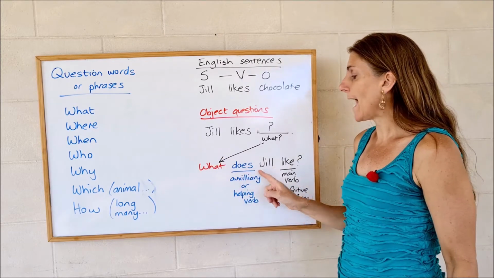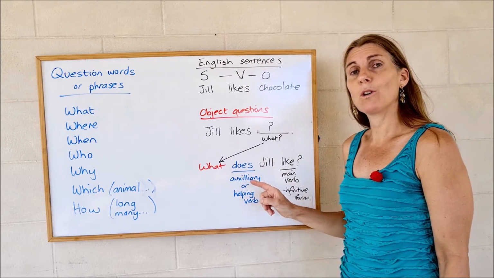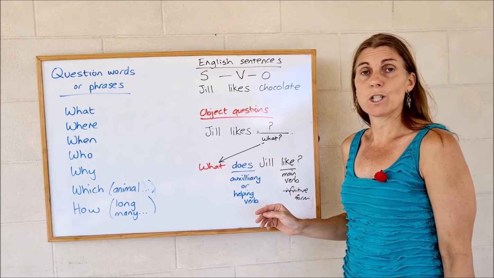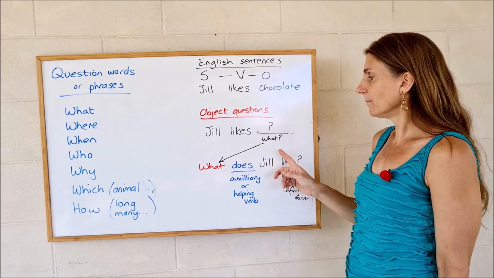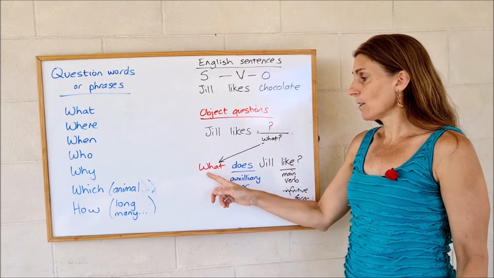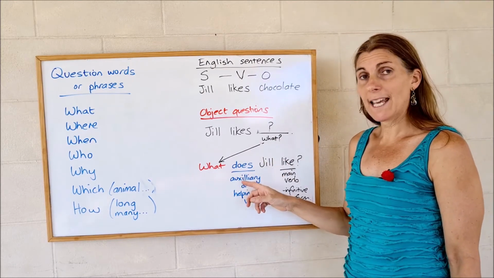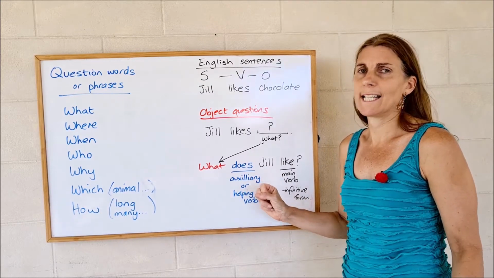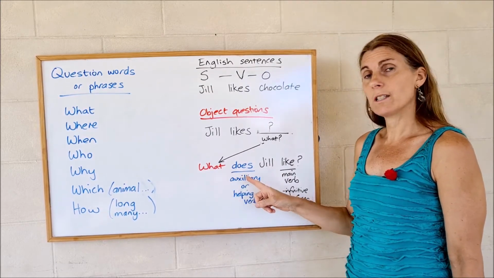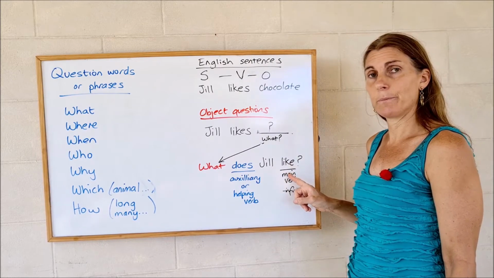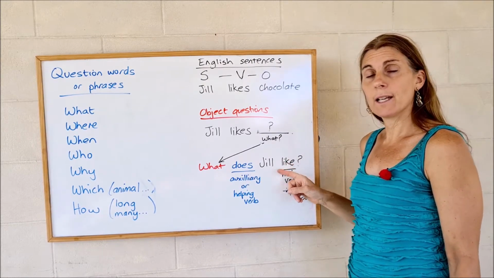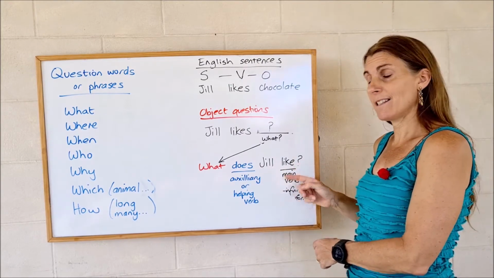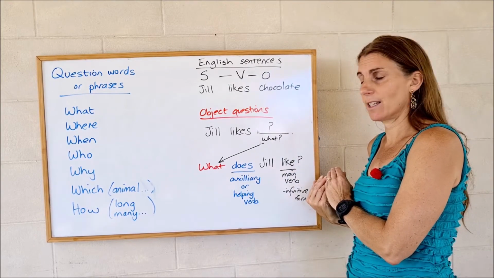So we add a helping verb or an auxiliary verb. So here we're adding the verb do, which is our most common verb. So to make the sentence, we need the verb next, and it's the helping verb. This is the verb that does all the work in the sentence. So what does Jill like? Our main verb can relax now. It becomes the infinitive form, see no S, and moves after the subject.